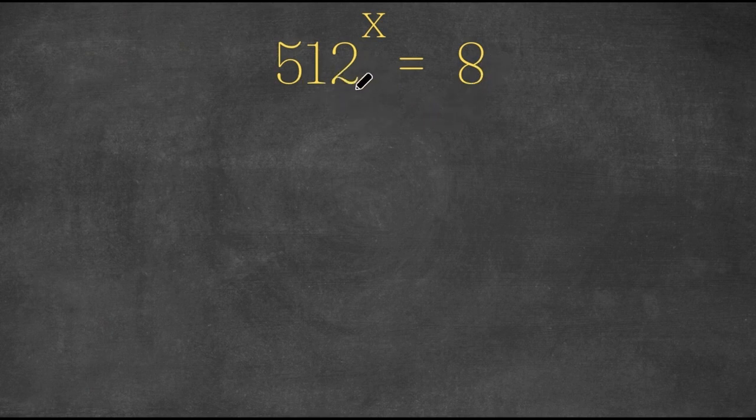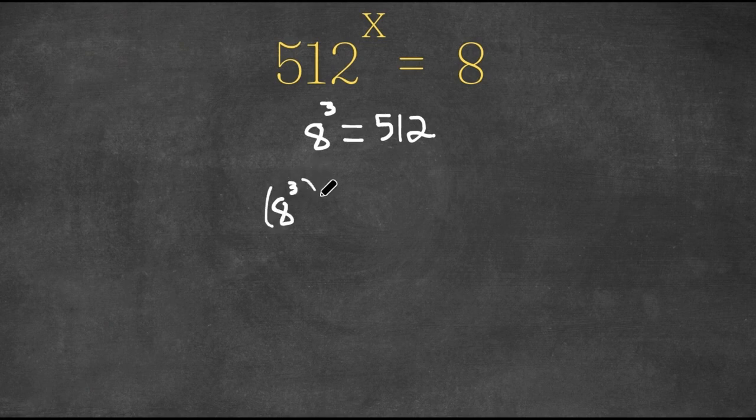Well, 512 is actually the same as 8 to the power of 3. 512 is equal to 8 to the power of 3. So what I'm going to do is replace 512 with 8 to the power of 3. So we have 8 to the power of 3, to the power of x, because we still have to put this to the power of x, equals 8.